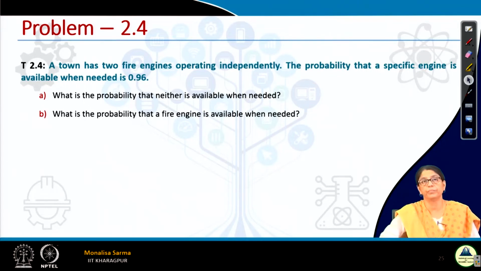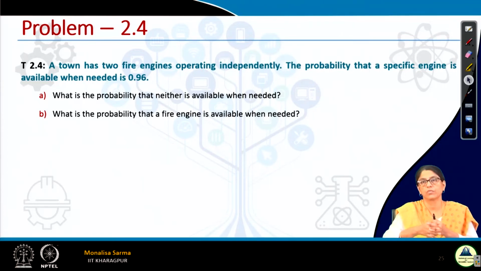Now next, a town has 2 fire engines operating independently. Okay, these are independent events. The probability that a specific engine is available when needed is 0.96. Both the fire engines work independently, there is no dependency between them. So what is the probability that neither is available when needed?